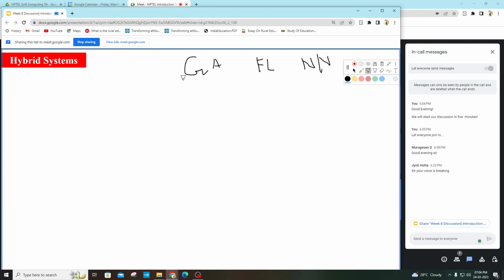So let's start with GA. First of all, it is a good optimization technique. Second, it will give you local minima, but it will not guarantee you global minima, or global maxima. So this is the disadvantage of GA.